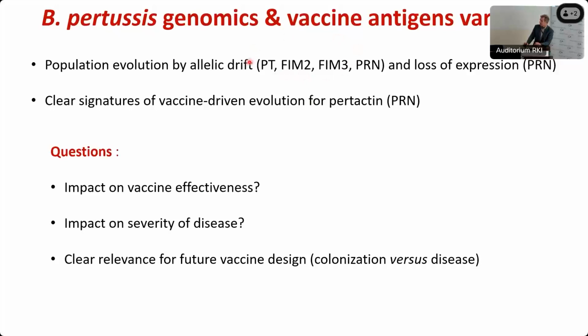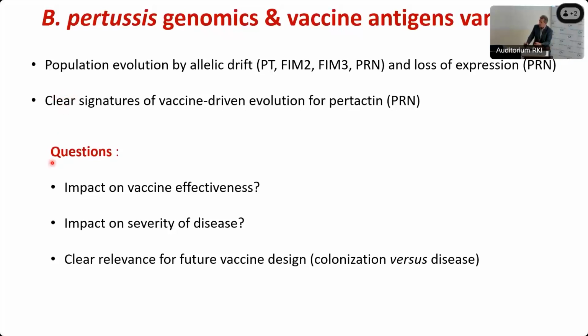So I've not talked much about the evolution of the pertussis toxin, but there is also some variation in this antigen, etc. And we have clear signatures of vaccine-driven evolution for pertactin. This is really a kind of textbook model for this kind of theme.